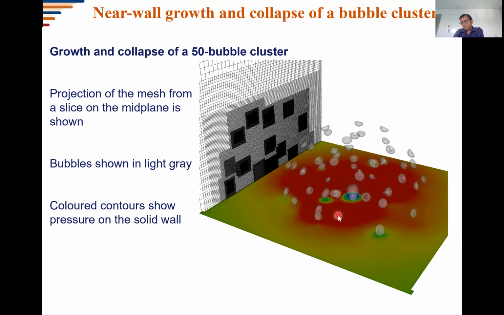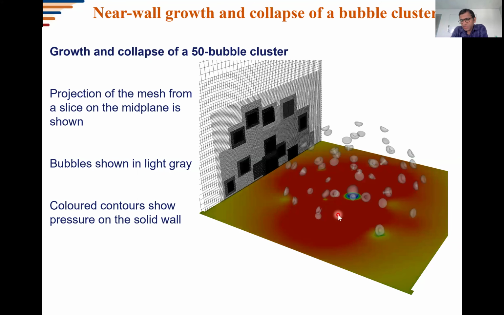Compared to the single bubble case, you can see that these bubbles tend to collapse towards the center. And as they collapse, the high pressure is seen in localized regions, basically.